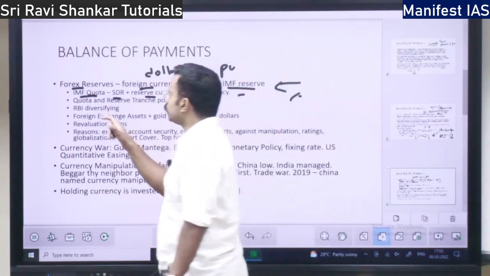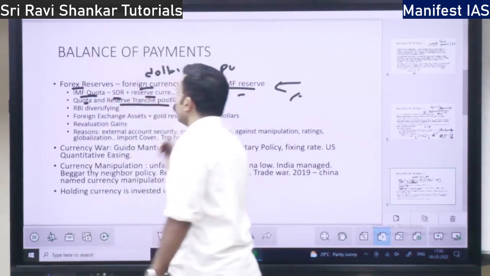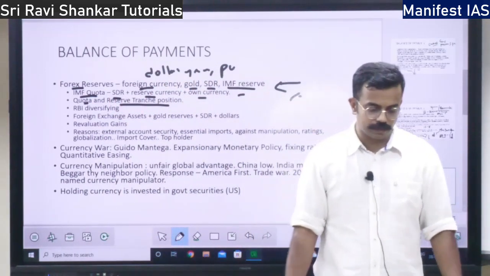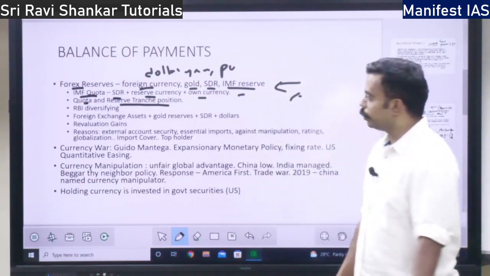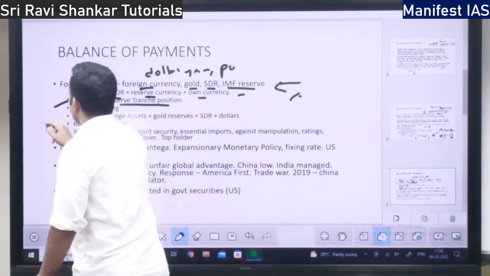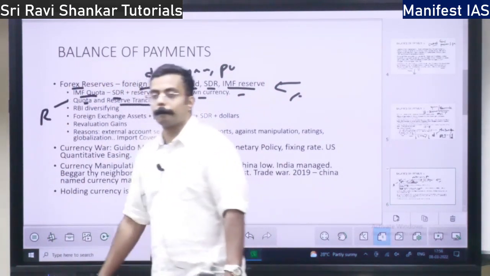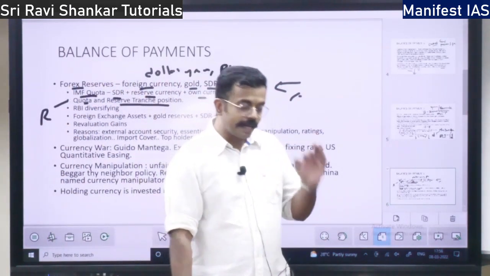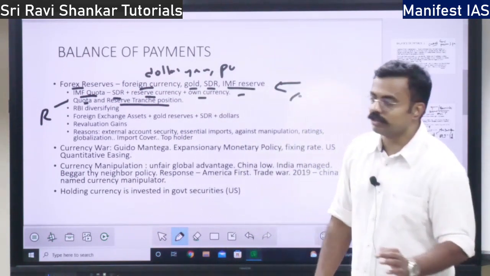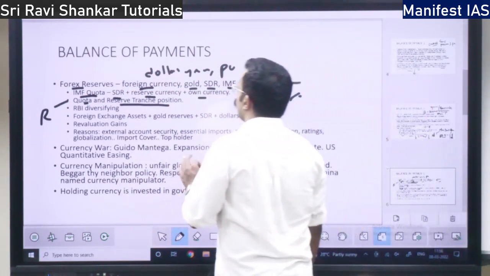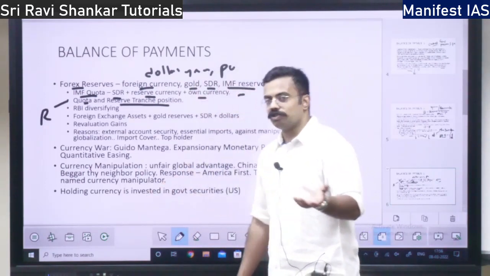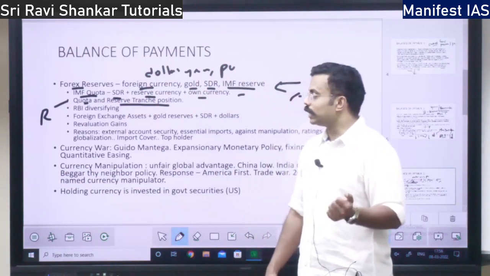So quota and reserve tranche position. What is reserve tranche position? In the quota, if we hold only reserve currency as part of the IMF quota, then it is called reserve tranche position. Reserve tranche position, only holding the reserve currency. So dollar could be a reserve currency.